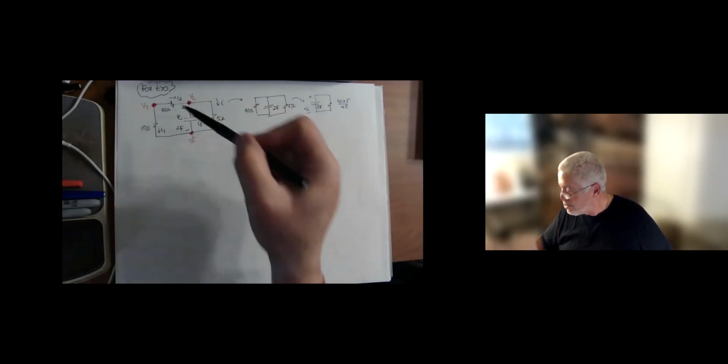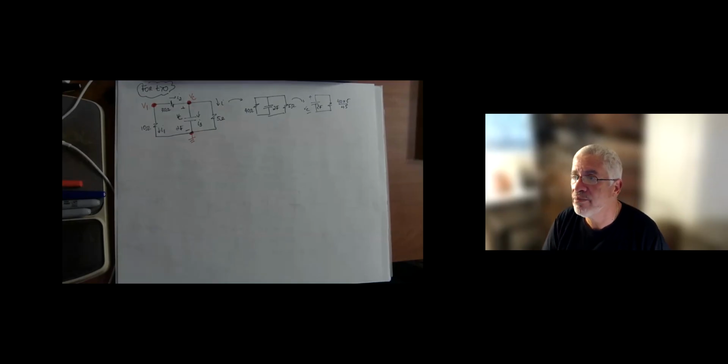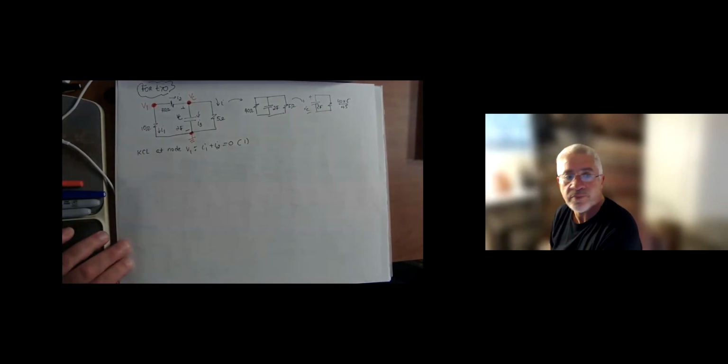I label my nodes. I select my reference. Typical, I have no voltage source here, so I don't have to write a source equation. If I had a voltage source, I would be writing a source equation. Okay, so in this particular case I have essentially a two-node problem. So I'm going to do KCL at node V1. So what do we have here? I1 plus I2 equals 0. This is equation 1.